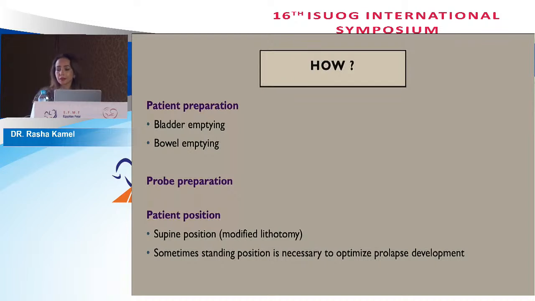So how do we conduct the transcranial ultrasound? We have to prepare the patient, empty the bladder. The bowel also has to be empty. We have to prepare the probe we're going to use, and the patient's position also is important. Usually we scan in the supine position or the modified lithotomy position. In rare instances, we might scan in the standing position when we want to use the gravity to optimize prolapse development.